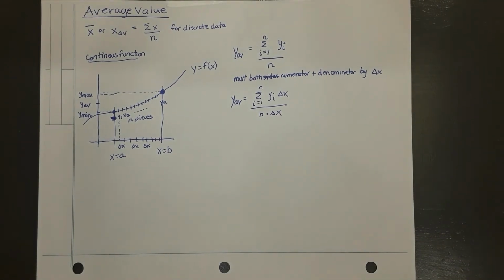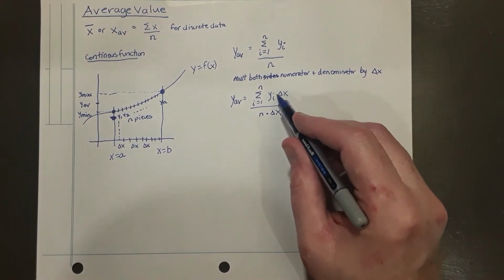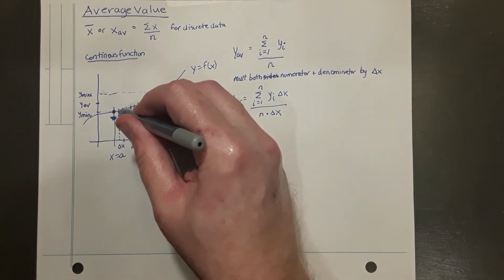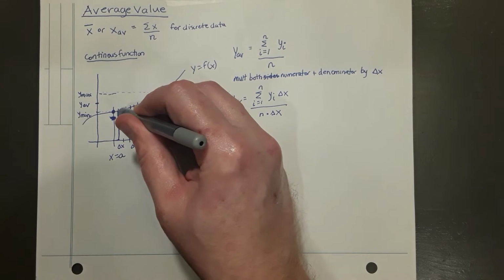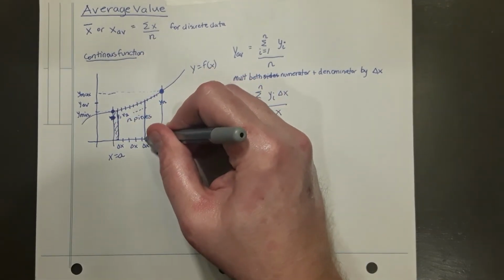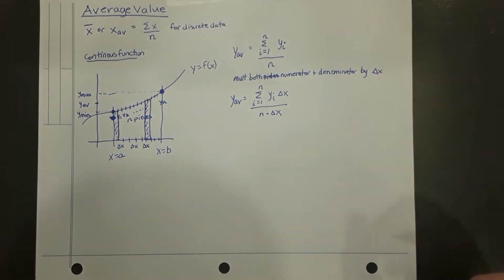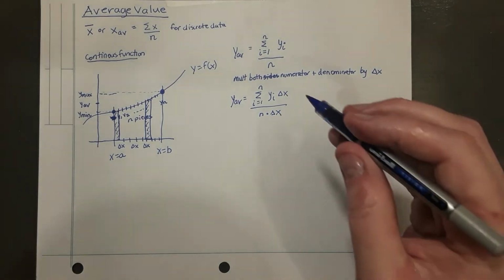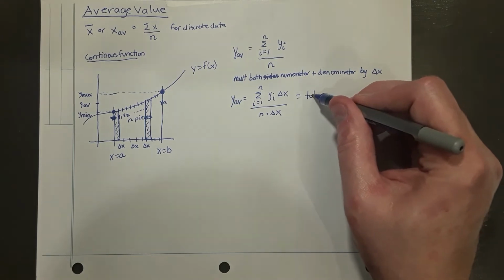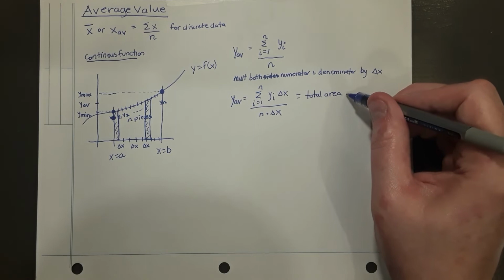So if I multiply both top and bottom of this equation by delta x, the numerator is the sum of the y values multiplied by the width of each piece. Now if you look, that ends up being the area of each little rectangle. The area of each little rectangle has a width of delta x and a height that is equal to the y value of the function at that location. So the total in the numerator is the total area of n rectangles.